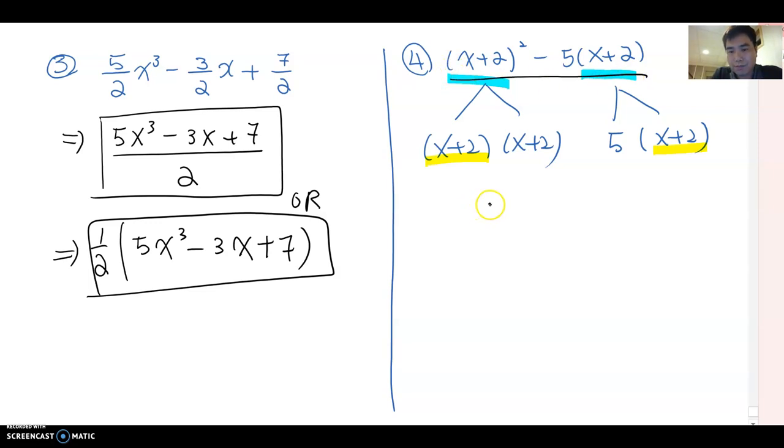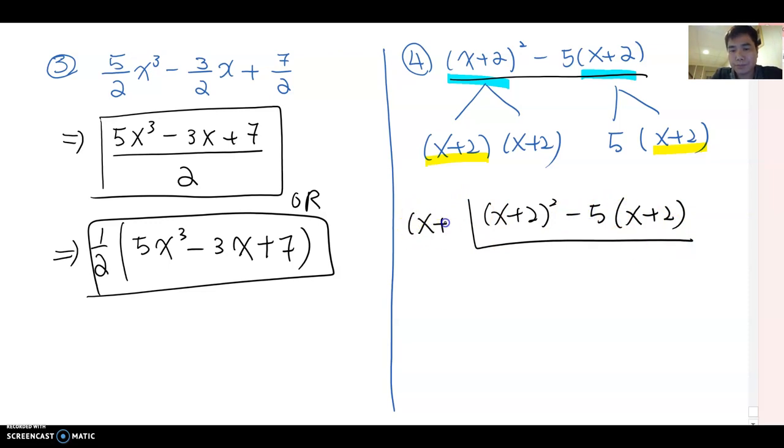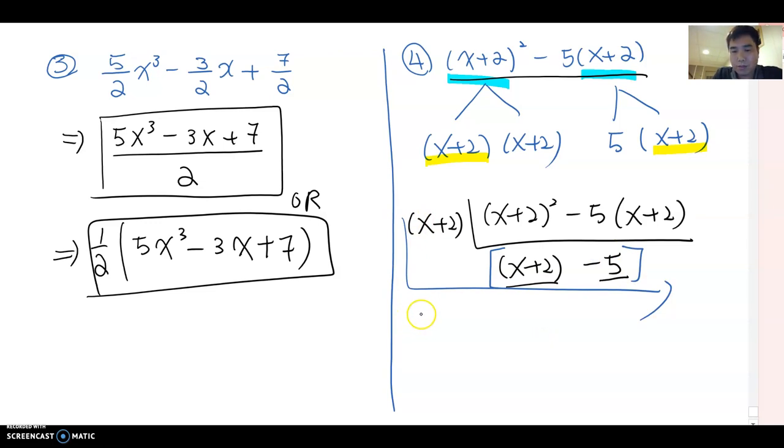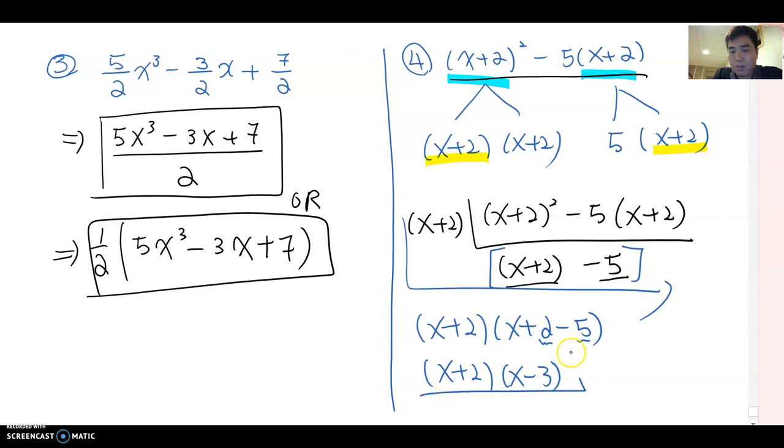Okay, so I copy down this one on the bottom here. So x plus 2 squared minus 5 times x plus 2, and then just factor by x plus 2. Then you know this term leaves 1 times x plus 2 and minus 5 left here. X plus 2 and 5 don't share any more factor, so you cover them using the bracket and make a multiplication form. Then this becomes x plus 2 times x plus 2 minus 5. But 2 and 5 are both constant numbers, so you can simplify. So x plus 2 and then x minus 3, that will be the final answer.